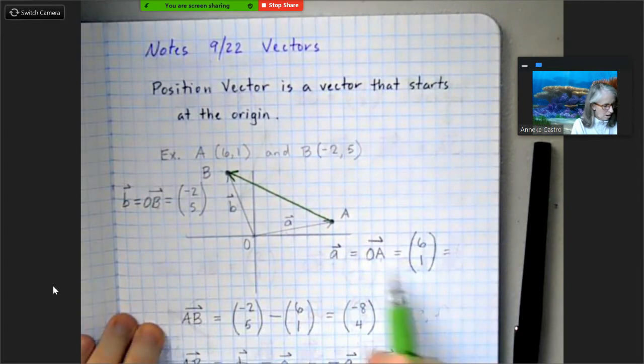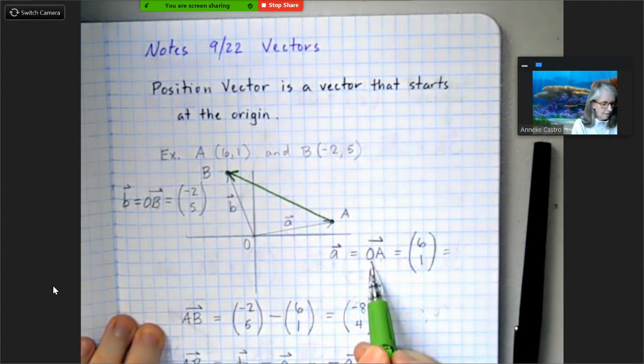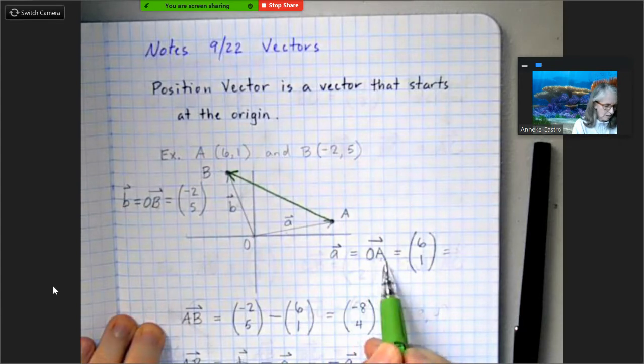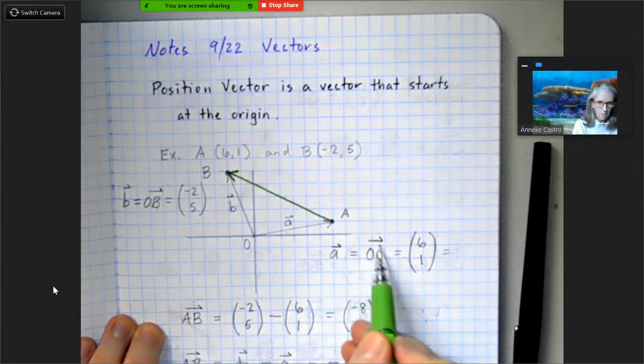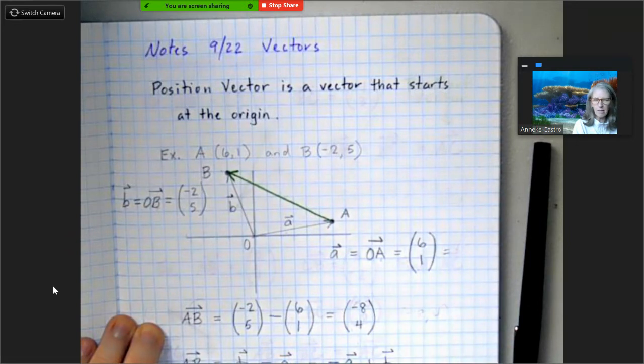Okay, so one way of writing a position vector is writing it as O and the point that it's going to. Another way is just referring to it with a lowercase letter. Any vector can be referred to with a lowercase letter, and then we put the little arrow on top of it to indicate that it's a vector.